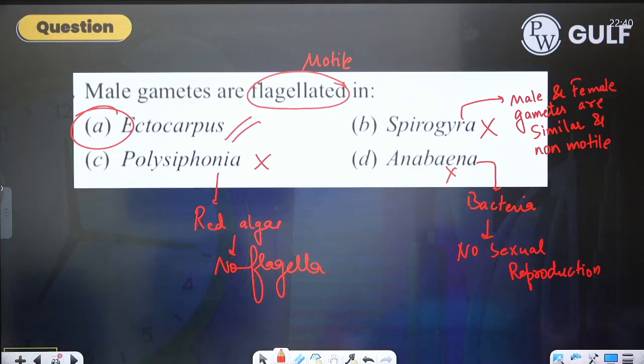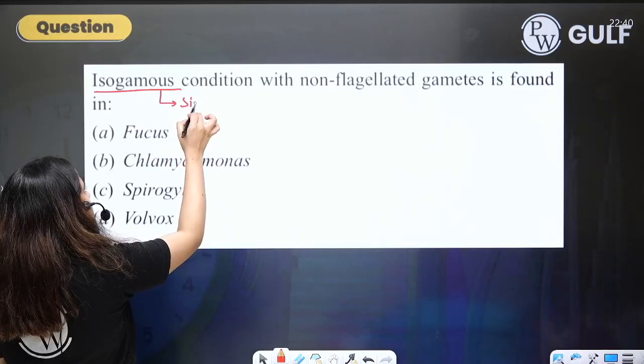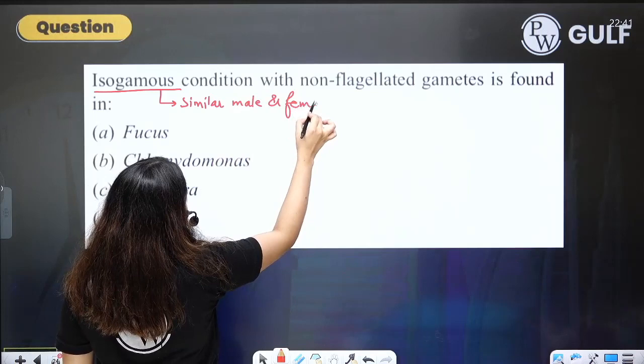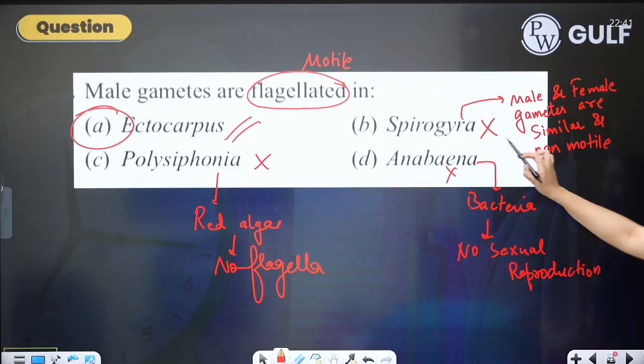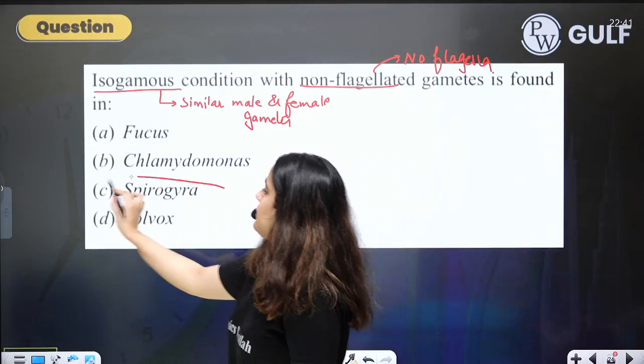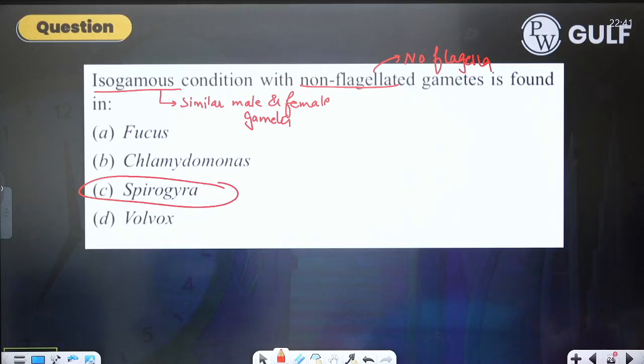The isogamous condition, isogamic, means similar male and female gametes. Non-flagellated means no flagella. I just told you the answer of this. Here, similar gametes without flagella. The answer will be spirogyra, where gametes are similar and non-motile.